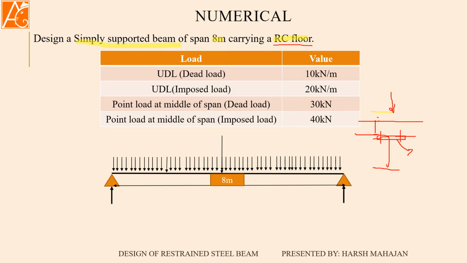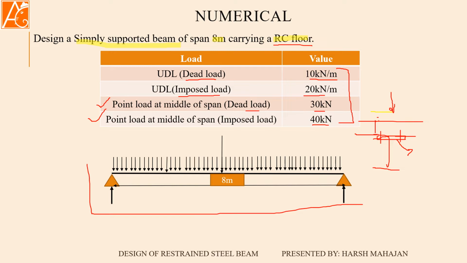These are the loading conditions. There is one UDL dead load of about 10 kN per meter, and imposed load UDL of 20 kN per meter. One point load at the middle due to dead load, let's say some kind of machinery, and there is one imposed load also of 40 kN. So these are the loading conditions here. This is the basic figure for our beam.